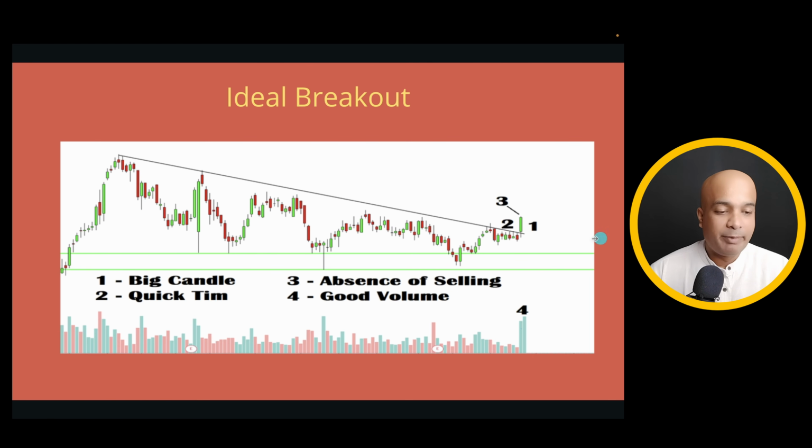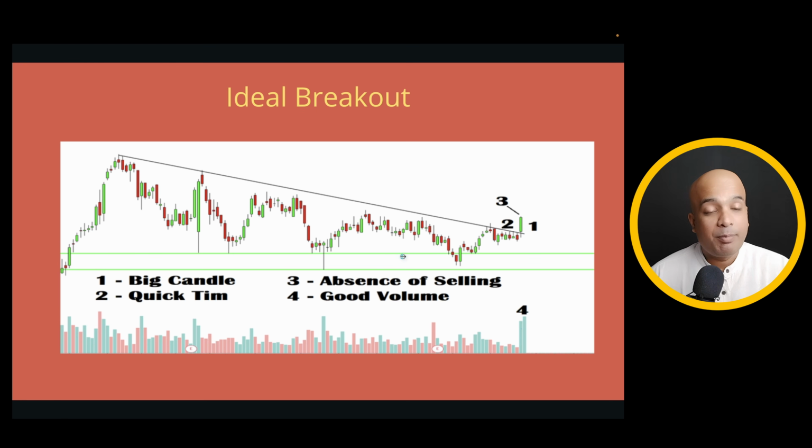This is an ideal breakout. See here, there is a support trend line and a resistance trend line. Number one, big candle, yes. Number two, quick time, yes, it moved in only one candle. Number three, absence of selling wick, yes, there is absence of selling. And number four, good volume. So this is an ideal scenario.